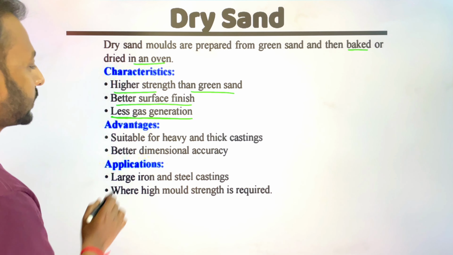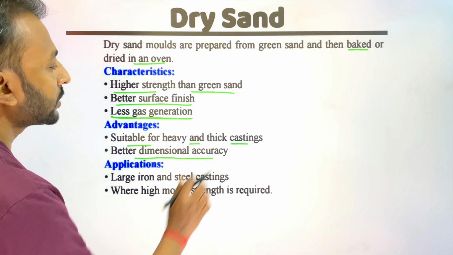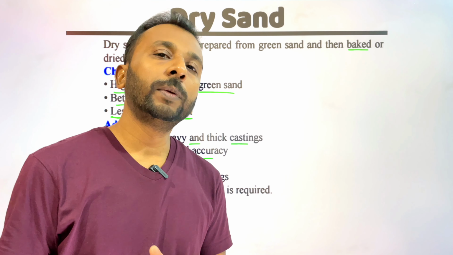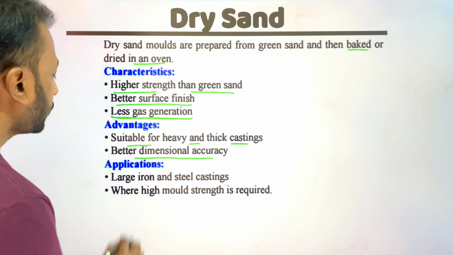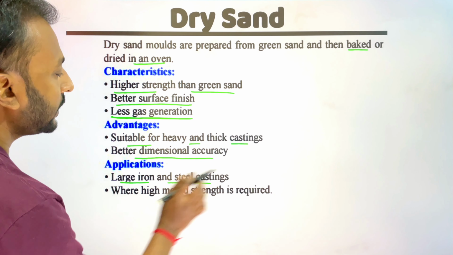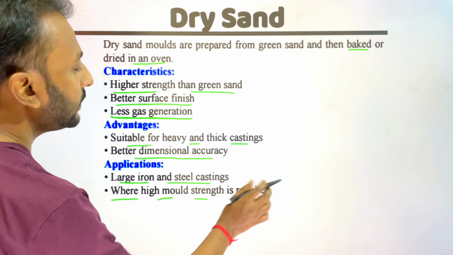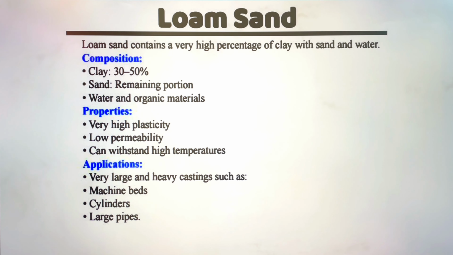What are the advantages? It is suitable for heavy and thick castings, with better dimensional accuracy. Because it has been baked in an oven, that's why we get better dimensional accuracy. So in large iron and steel castings, dry sand is used, and where high mold strength is required, dry sand is used.